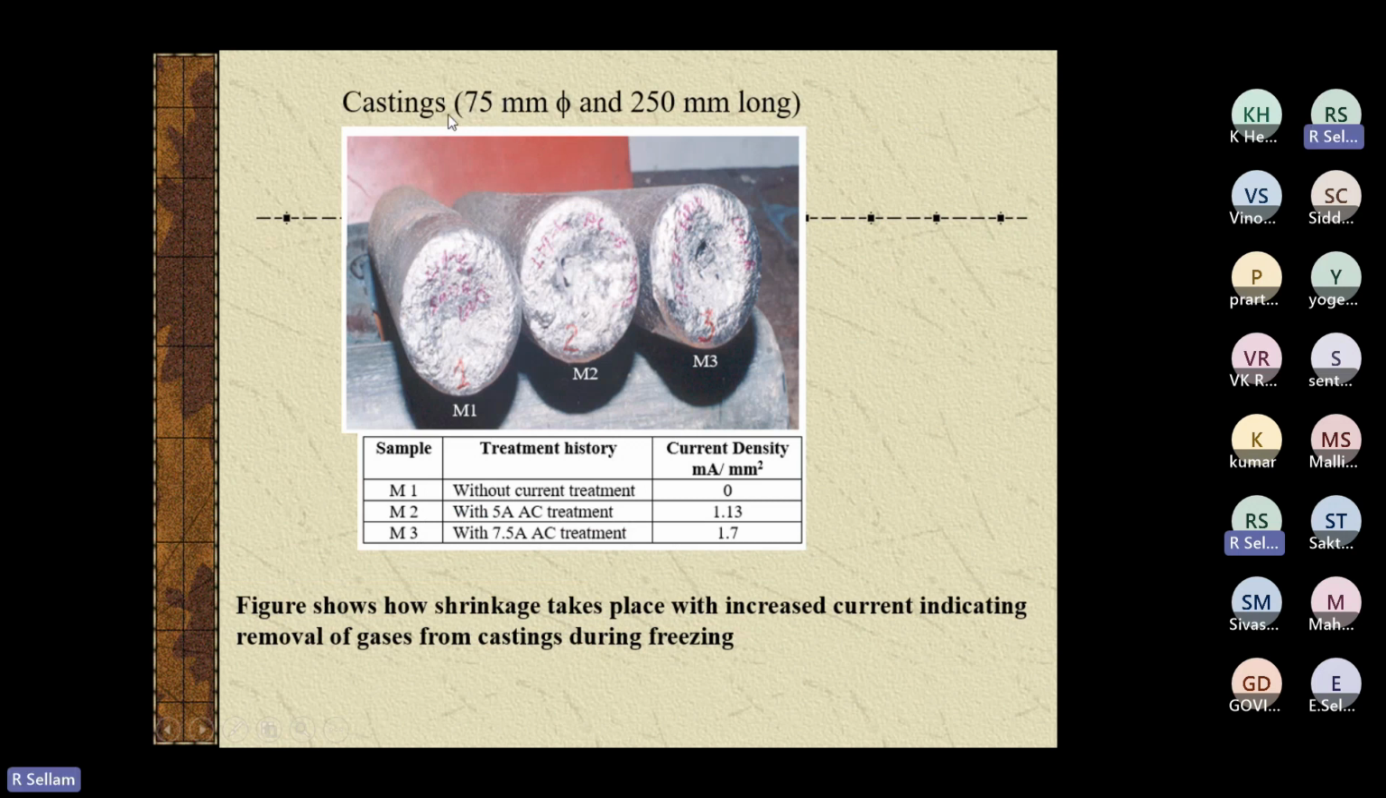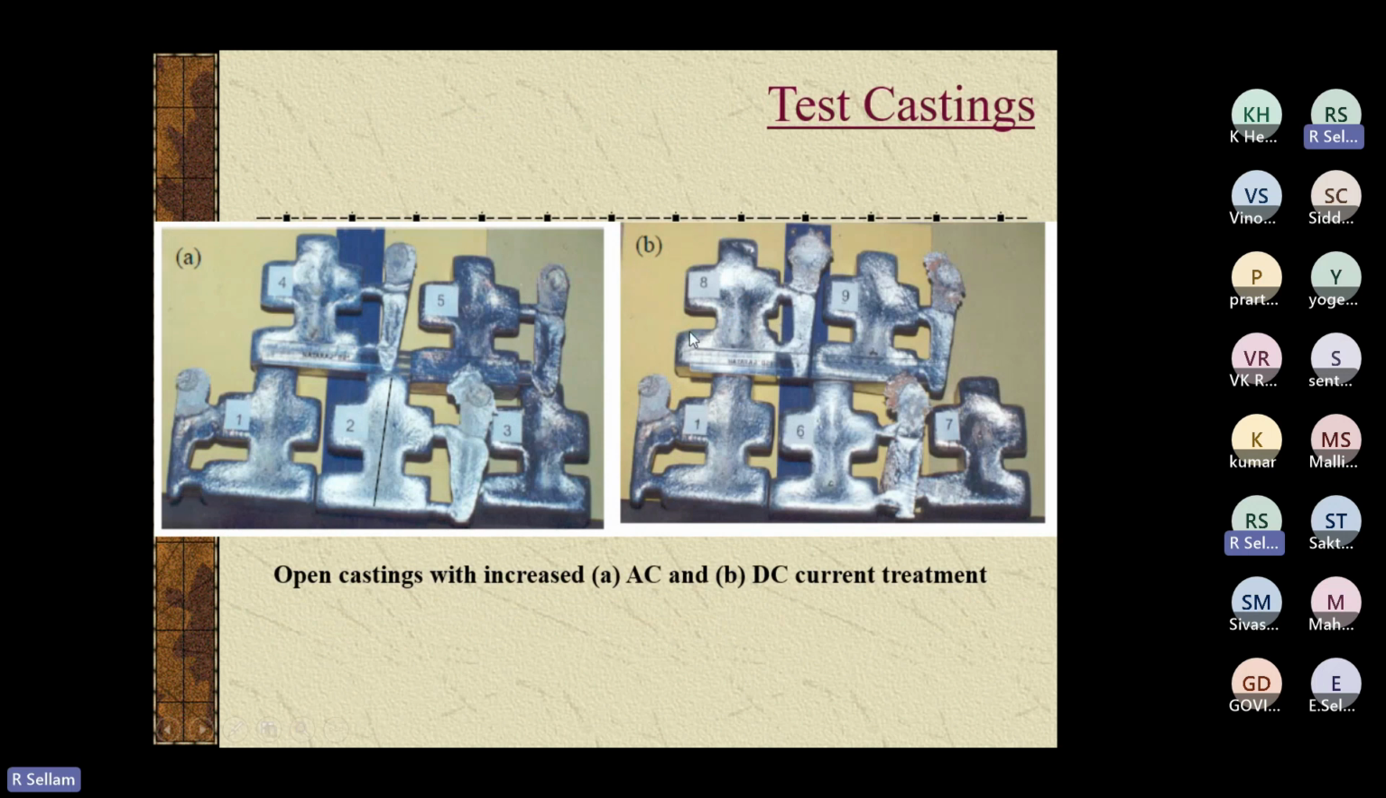If you go for a higher dimension casting, you see that without current treatment the surface is flat, and with current treatment there is some shrinkage here. There is more shrinkage here than without. That means the shrinkage indicates that the extent of gas removal is more over here. Another test casting is made like this, and it is cast, with a section in this zone, and this is the AC and DC current treatment.